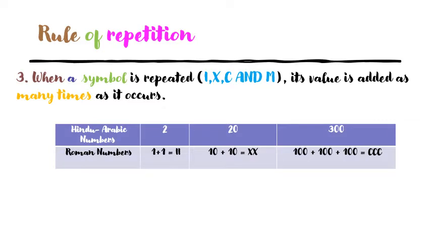Here you can see in the table, 2 is represented by 1 plus 1 equals II. Similarly, 20 is represented by 2 times X because 1 time X is 10. So 10 plus 10 gives you 20. Similarly, 100 plus 100 plus 100 equals 300. Therefore, for each 100, we will write the symbol C. So 3 times C means 300.